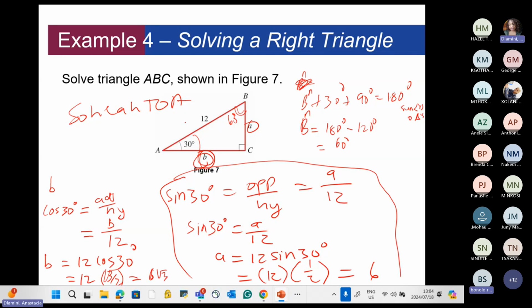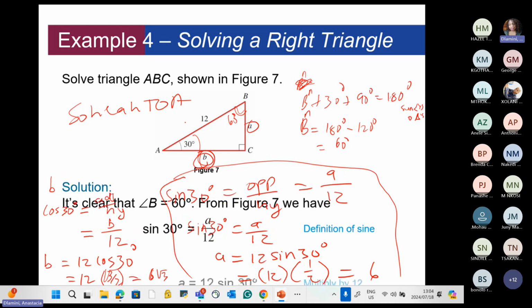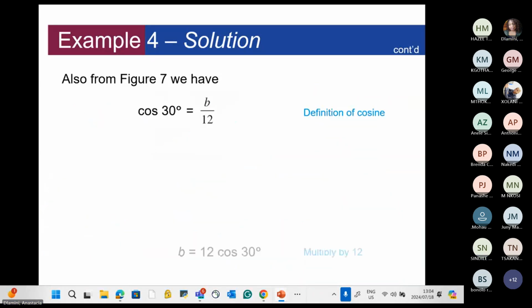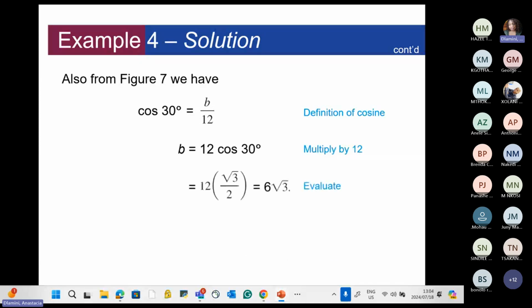Are we all together there? Yes, ma'am. Thank you. Let's see the first one. Yes, we are right. There we go. This is our second one. Are we right? We said 6 root 3. Well done. We had a mistake, but it was fixed there. Thank you.